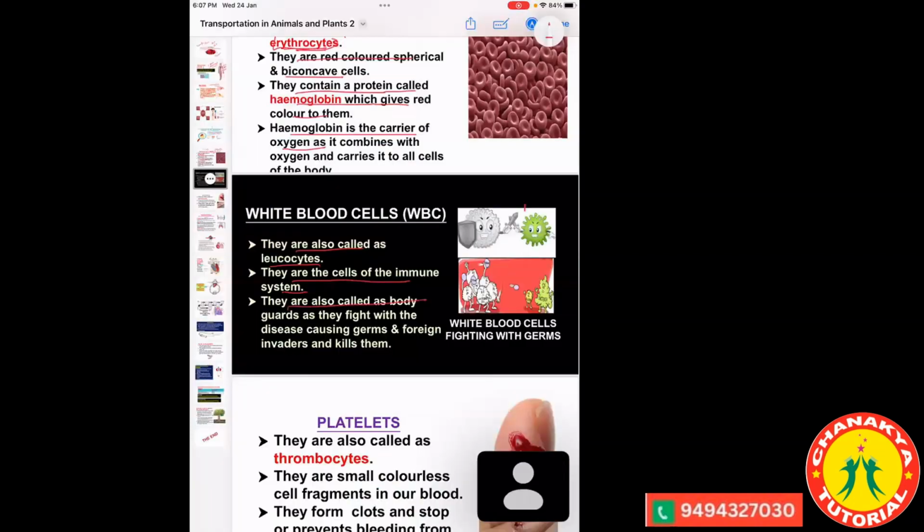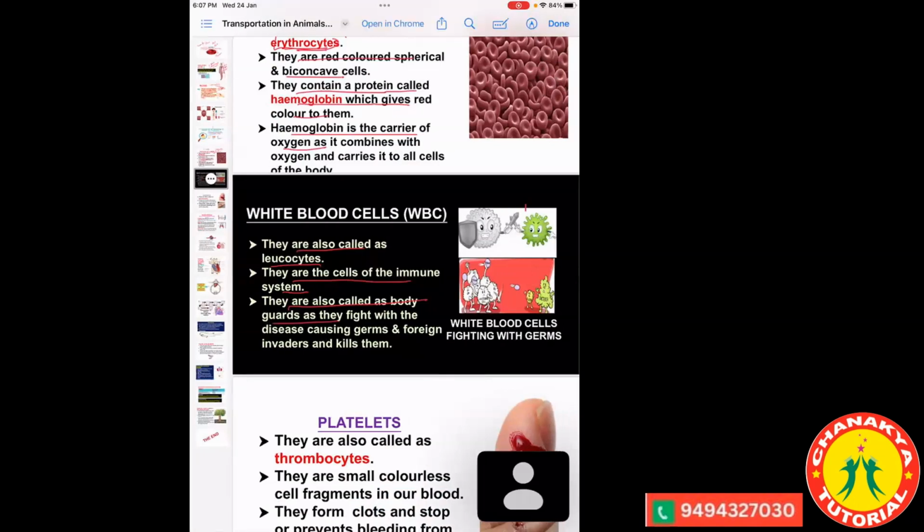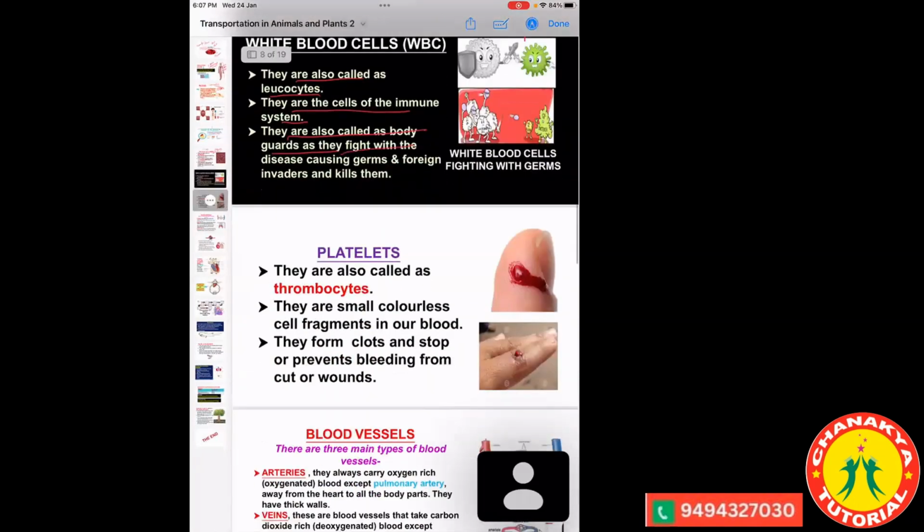So they are also called bodyguards. Why are they called bodyguards? Because they are protecting our body. They fight with disease-causing germs and foreign invaders and kill them. So if we have a good number of WBC, then they can kill the germs and all. But if the number of WBC is low, then they cannot do anything.